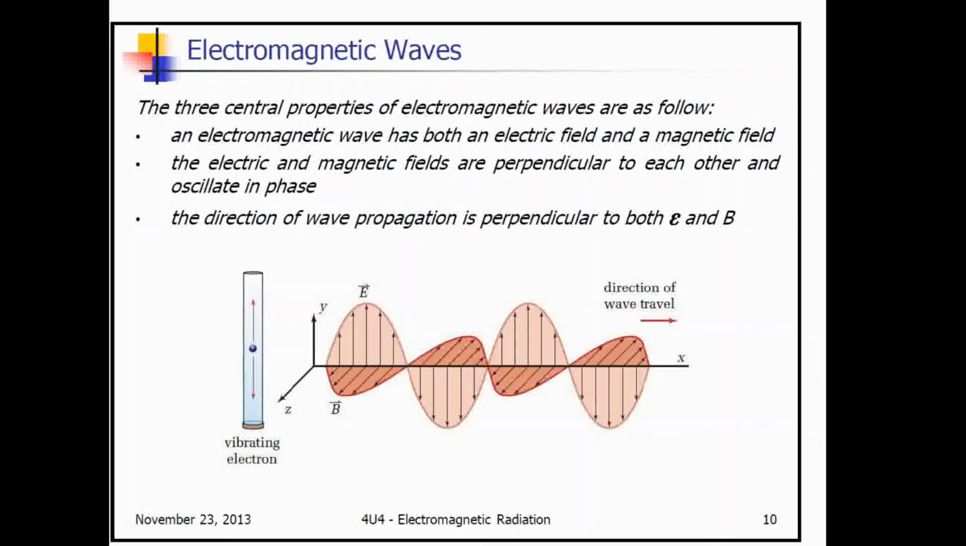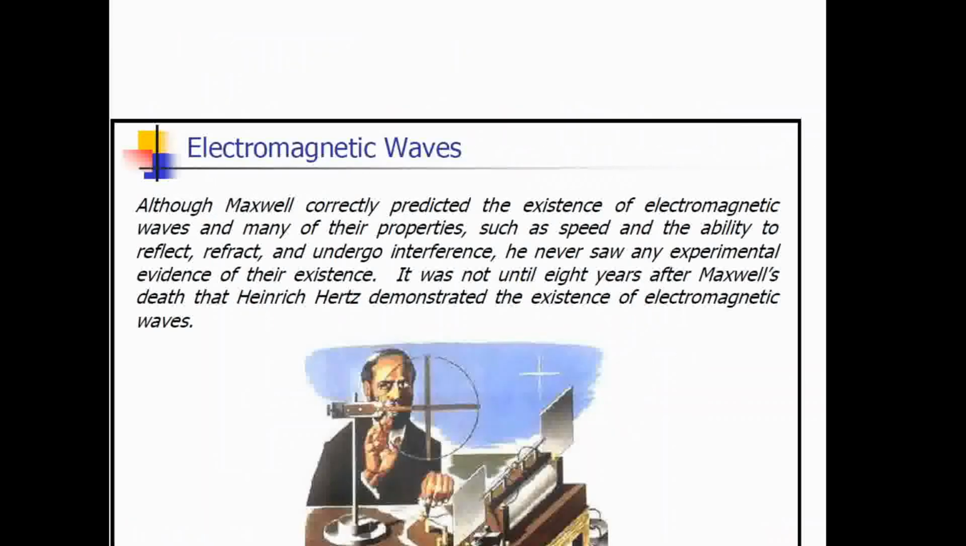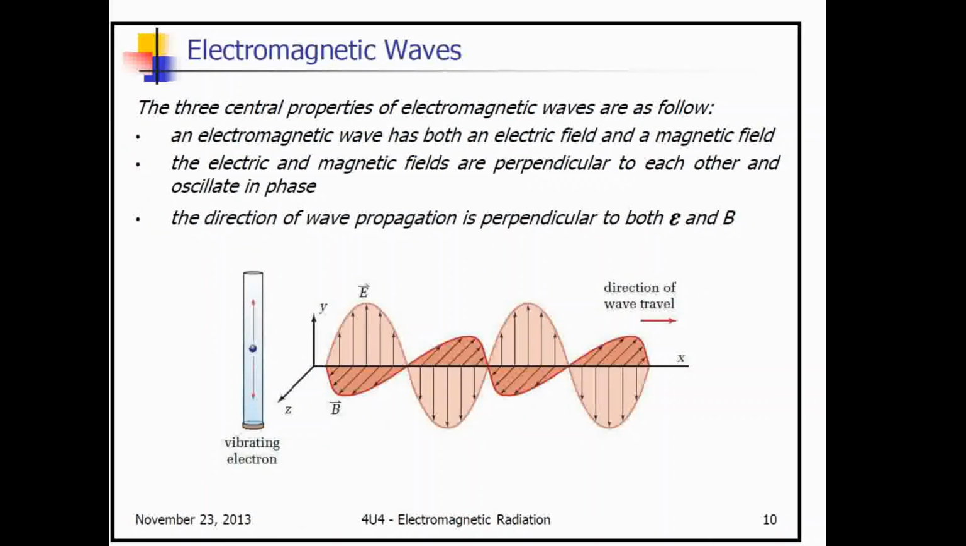The 3 central properties of electromagnetic waves are: an electromagnetic wave has both an electric field and a magnetic field. The electric and magnetic fields are perpendicular to each other and oscillate in phase. And the direction of wave propagation is perpendicular to both epsilon and B. So I think this slide you should copy down, actually. I thought it was going to be summarized a bit later, but you might want to pause and copy this down as well.